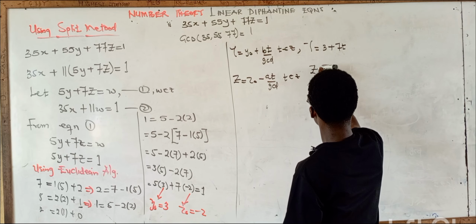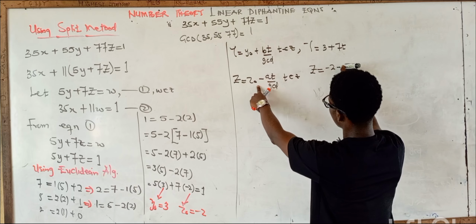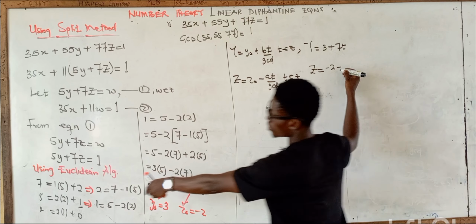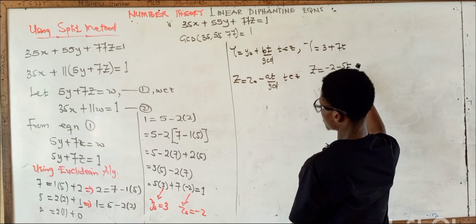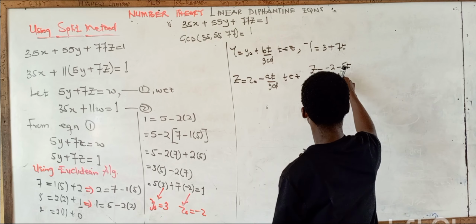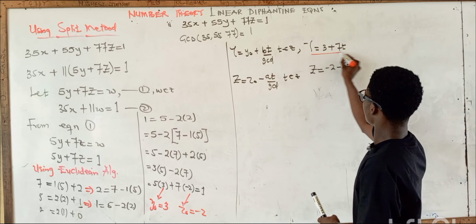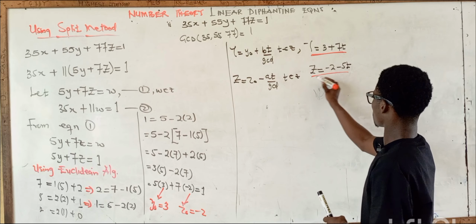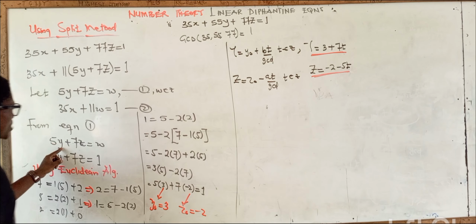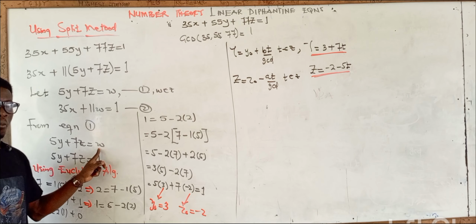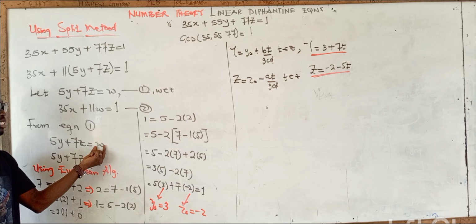And then we have our z equal to z naught, which is minus 2, minus a, the coefficient of y. So we have 5t all over the GCD, which is 1. So this becomes the general solution for y, and then the general solution for z. But realize that the initial equation was 5y plus 7z is equal to w, and we equated it to 1. So the answer that we are going to get, we are going to multiply it by w.